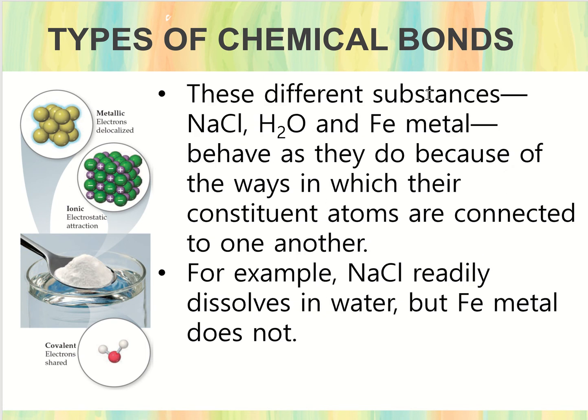So these different substances that we see in the image here, the stainless steel spoon, the sodium chloride, and the water in the glass, right? They behave as they do because of the ways in which their constituent atoms are connected to one another, that is, ionic, covalent, metallic. So, for example, sodium chloride, as we know, readily dissolves in water. But if we put our spoon in the water, we're pretty sure that it will not dissolve. And that has to do with the nature of these chemical bonds.